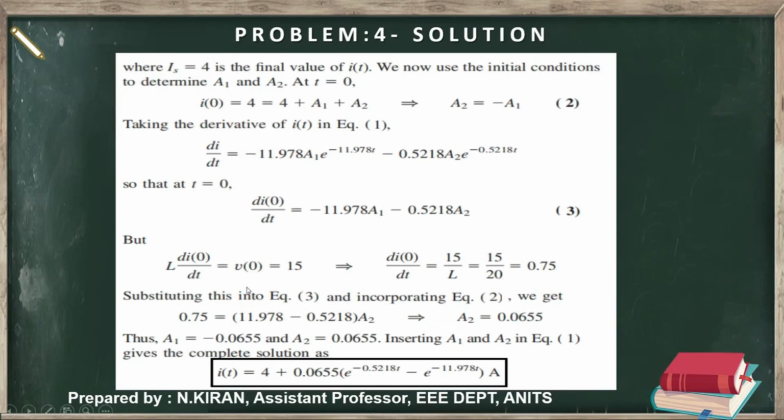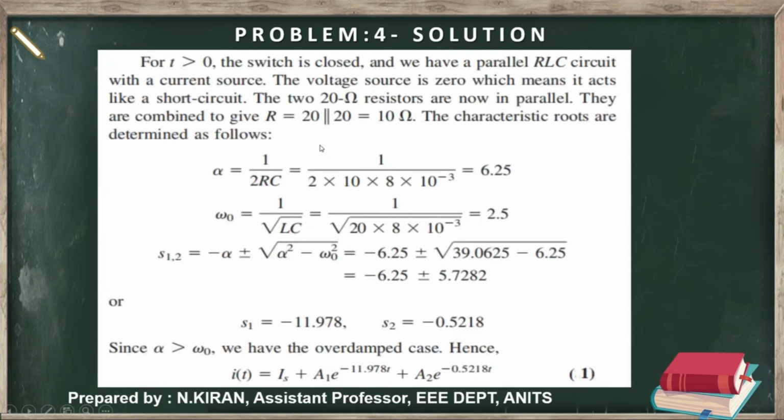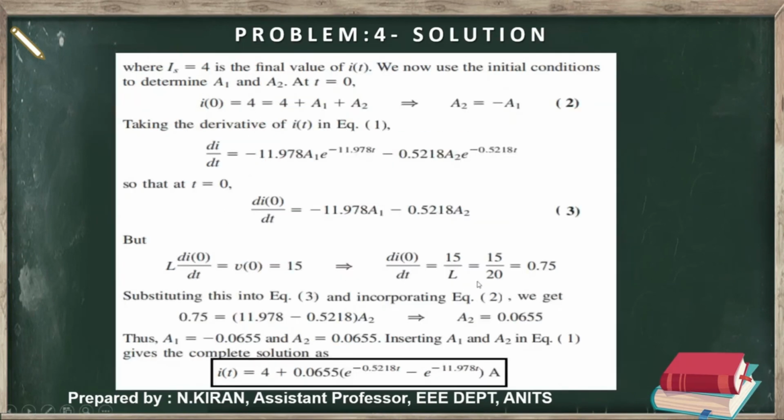Using the initial values that we have got, we have found the value of A2, which is 0.065. Inserting this value of A2 in the second equation, I'll get A1 to be minus 0.065. Substituting all the values in our original first equation will give me the response for I of t, which is 4 plus 0.065 into e power minus 0.52t minus e power minus 11.97t.